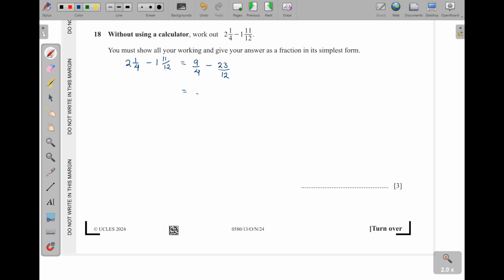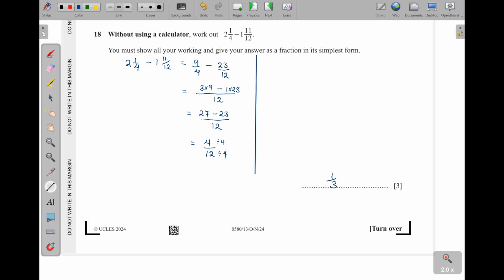Now since 4 goes into 12, then 12 will be our LCM. So I take 12. Now 12 divided by 4, I get 3. Then 3 times the 9 up there. Then minus 12 divided by 12, you get 1, then 1 times the 23. So we shall have 27 minus 23 over 12, and this will give us 4 out of 12. You know that 4 goes into 12, so by 4, 1, then by 4, we shall get 3. So that means we shall get 1 out of 3.